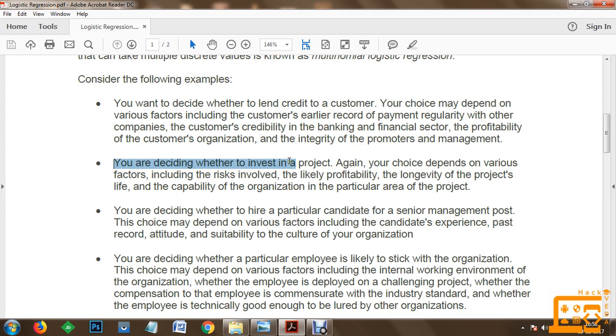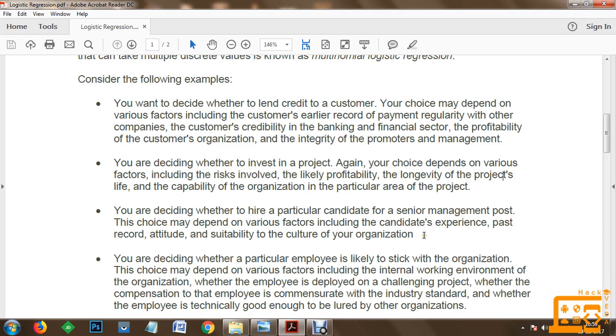You are deciding whether to invest in a project. Again, your choice depends on various factors including the risk involved, the likely profitability, the longevity of the project's life, and the capability of the organization in the particular area of the project. Let's say you are deciding whether to hire a particular candidate for a senior management post. This choice may depend on various factors including the candidate's experience, past record, attitude, and suitability to the culture of your organization.